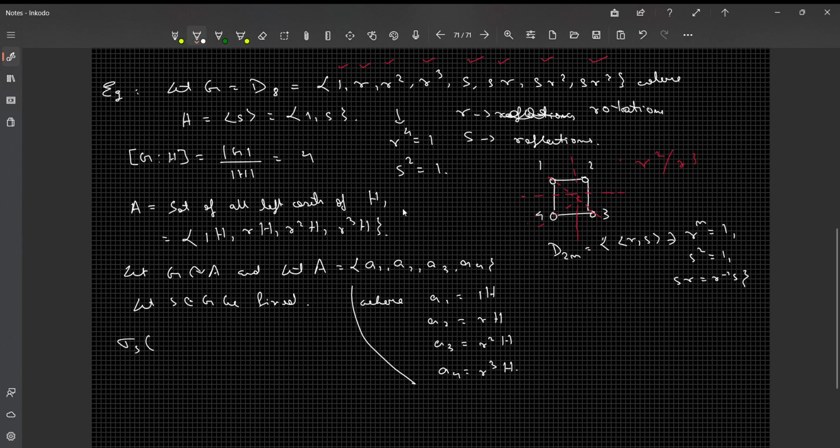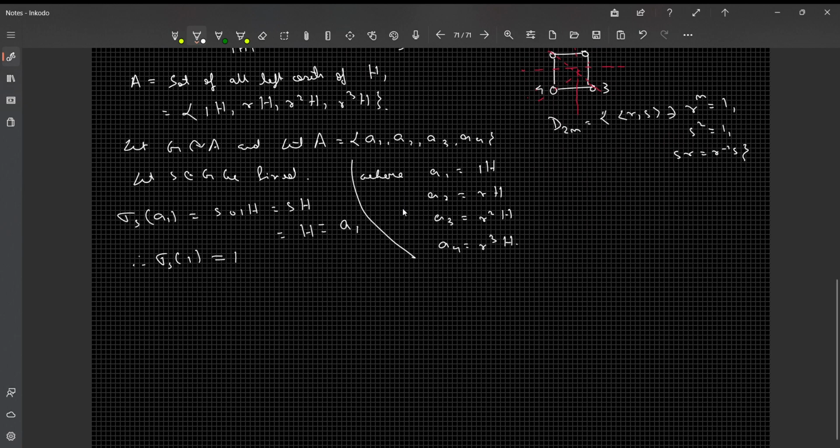So what does sigma S do to A1? That is basically the action of S on 1H, and that is equal to SH. But SH is nothing but H, right? Because S is contained in H. H is the set {1, S}. So S is contained in H. Therefore, SH is nothing but H, and H is represented by the element A1 itself. So sigma S sends the index 1 to 1.